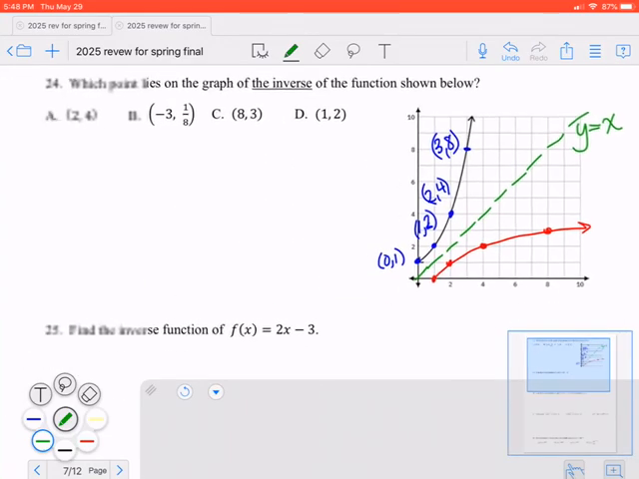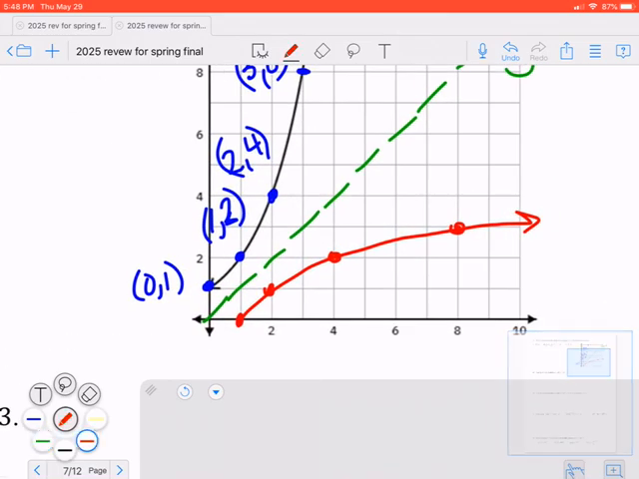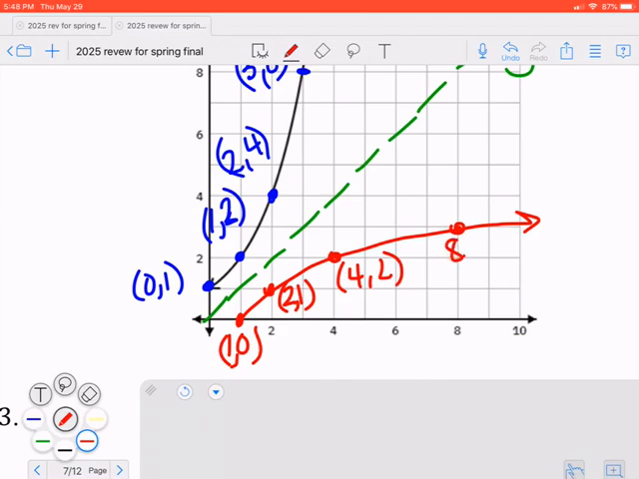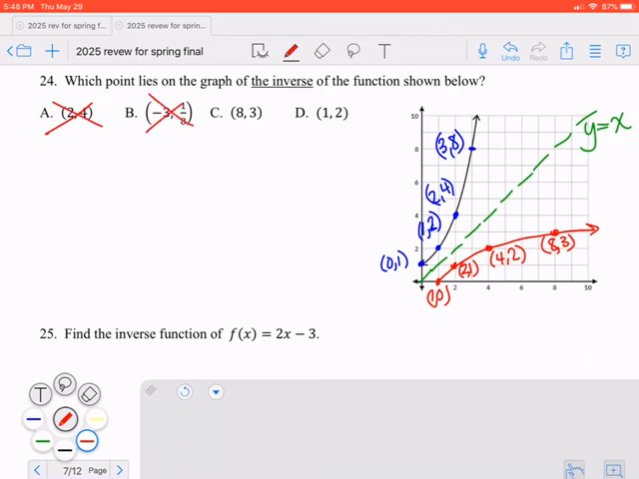And so looking at these choices, maybe I should have written them down: 1, 0, 2, 1, 4, 2, and 8, 3. 2, 4 is not there. Negative 3, 1/8, nope. 8, 3, yes. 1, 2, no. So there you go.